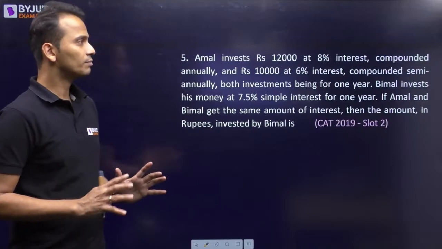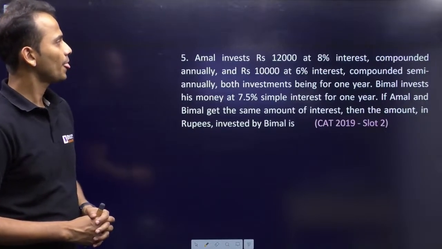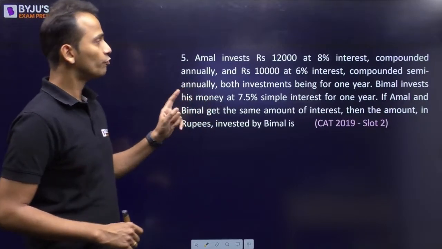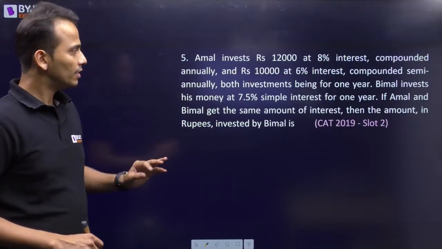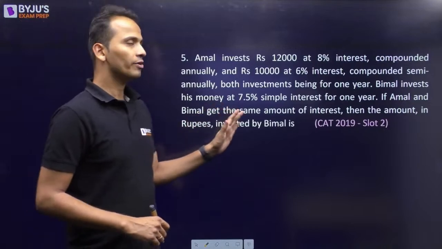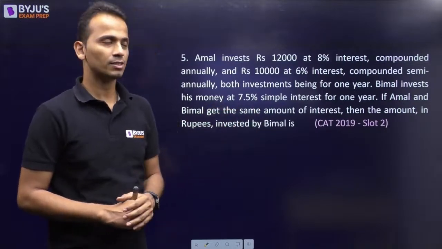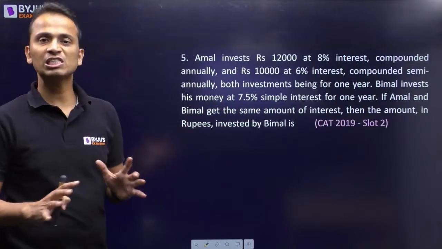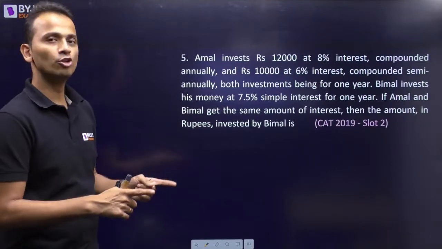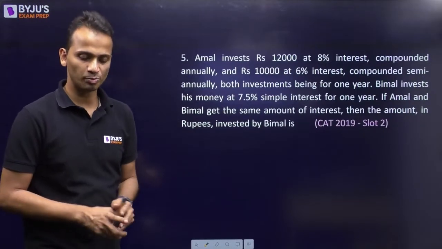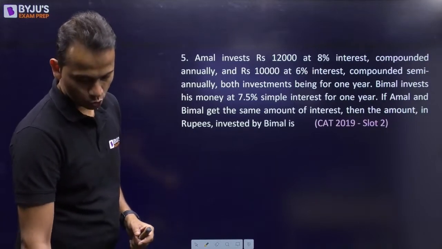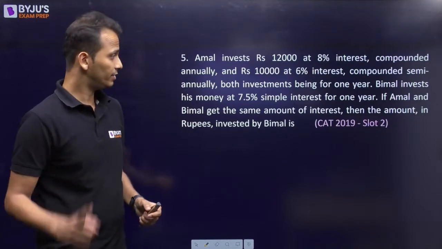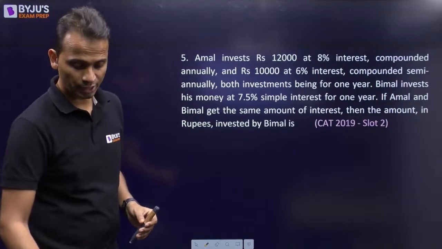And this will require some calculations. So you'll have to first of all calculate the interest earned by Amal, and then you can equate it to the interest earned by Bimal, right? Where Bimal's principal is not known. And then you'll be able to get the value of the principal of this second person. All right, Omkar says 20,920. The first one to give an answer. All right, good Omkar.